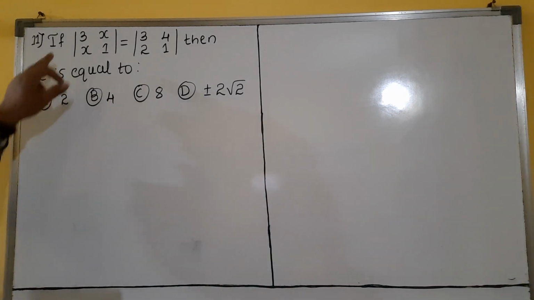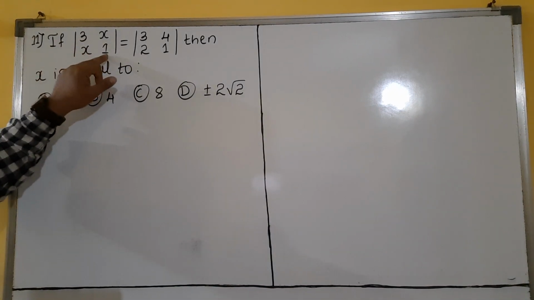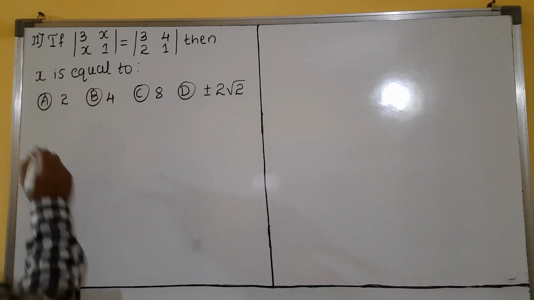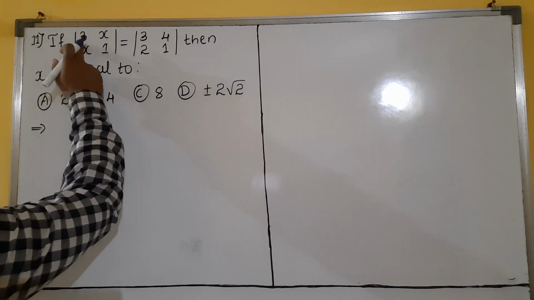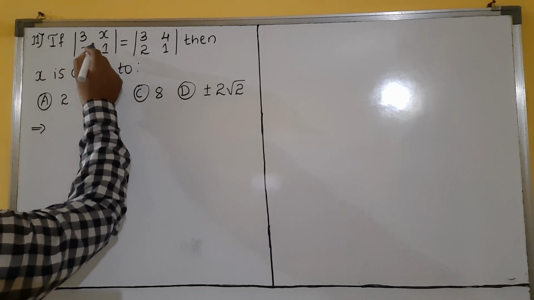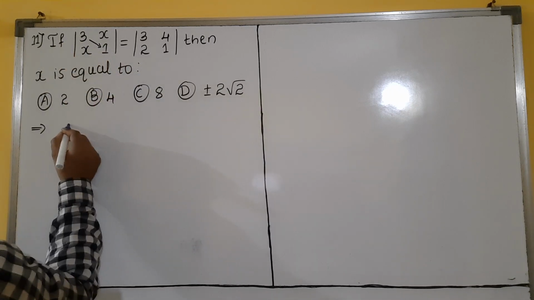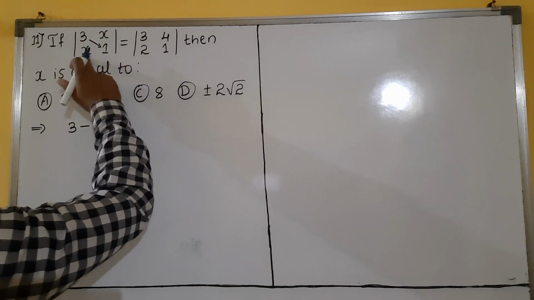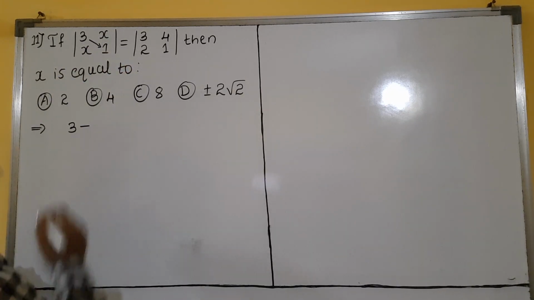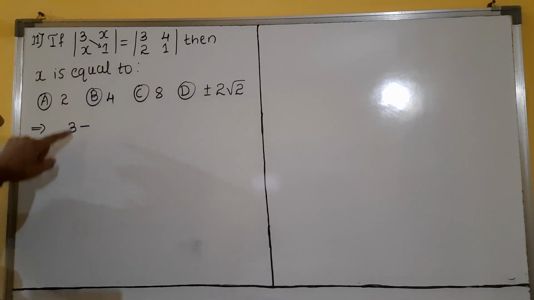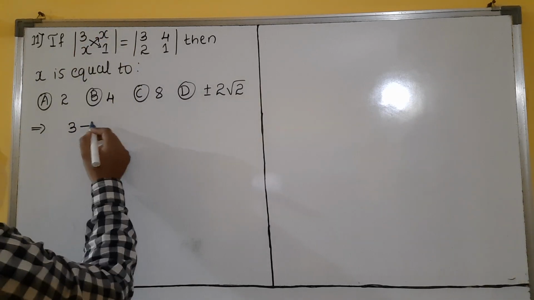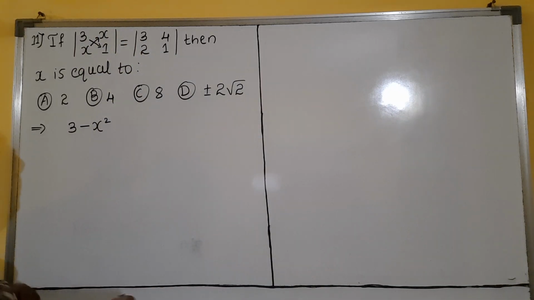Let us see the next question, dear students. Question number 11. If determinant of 3 x, x 1 equals determinant of 3 4, 2 1, then x is equal to what? Now see here, how to find? You cross multiply: 3 into 1 is 3, minus you have to write before multiplying x into x. So x into x is x square, and we get minus x square.